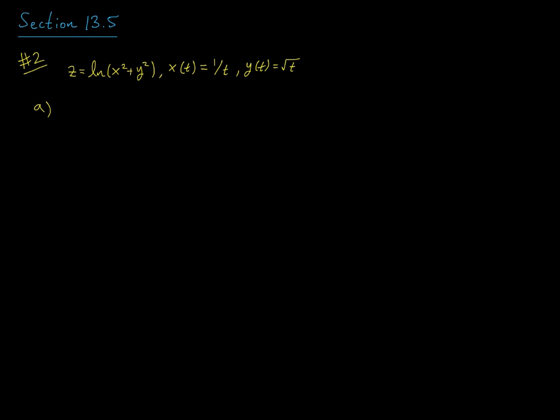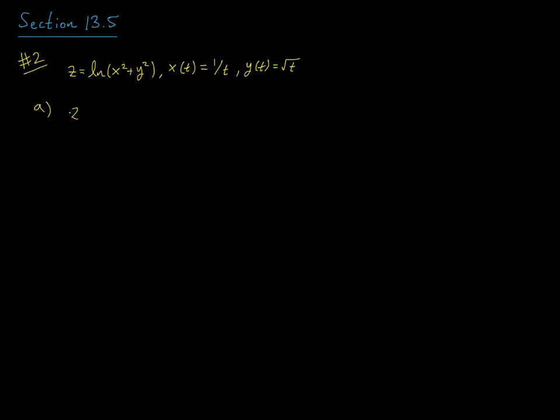In this next video in section 13.5, we're going to look at problem number 2 on the worksheet, which is asking us to do the same thing that we did for problem number 1, but just for a different function. So for part A, we are going to just substitute in these expressions for x and y into our function for z, and here z is the natural log of x squared plus y squared.